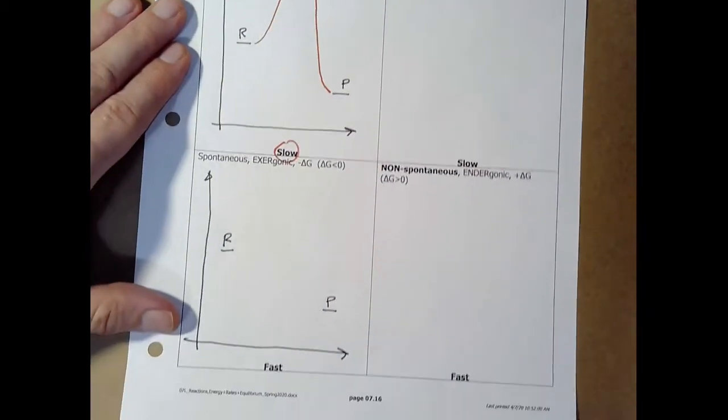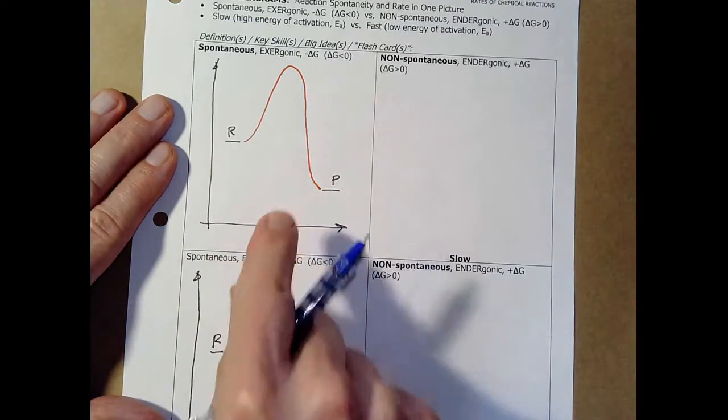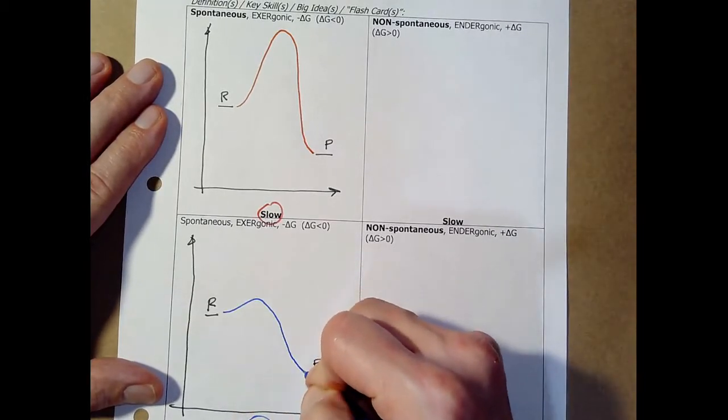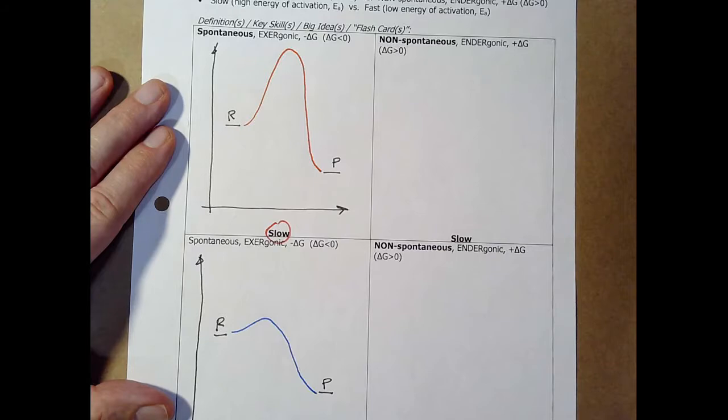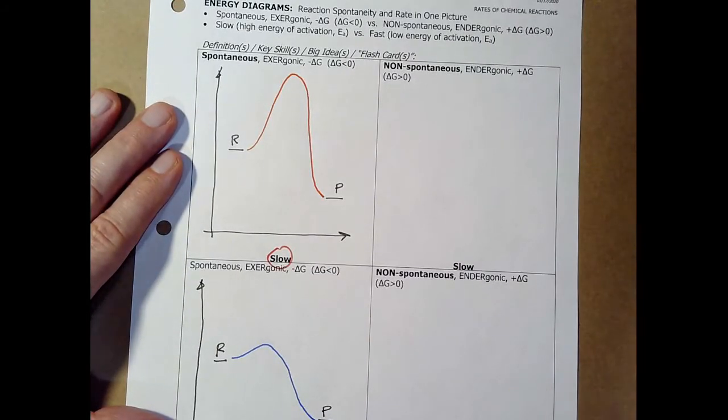Now this reaction says it's fast. So the change in energy is the same, but my speed bump looks like that. The change in energy is the same for both, but slow, fast. And I can go the other way.